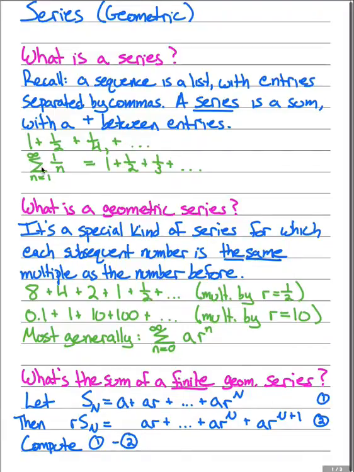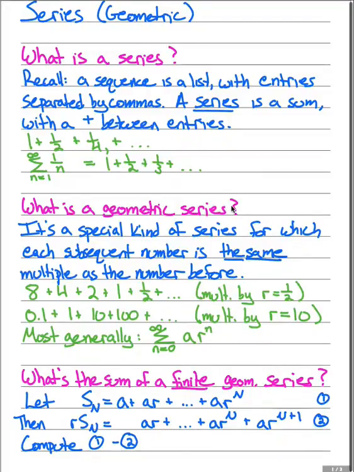We might write it in the sigma notation. This means add up for each different value of n that appears inside. So this means start with n equals 1, go up to n equals infinity, and add up 1 over n. So that's 1 over 1, plus 1 over 2, plus 1 over 3, plus, and so on forever.